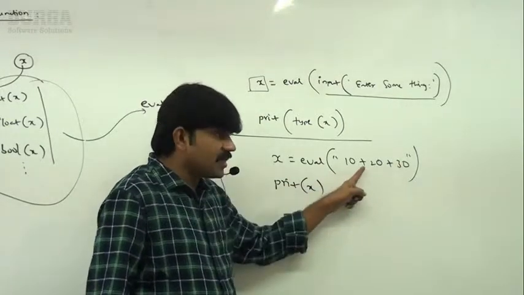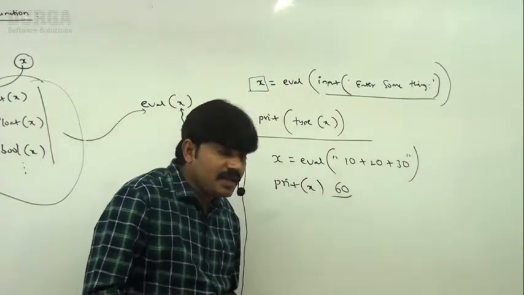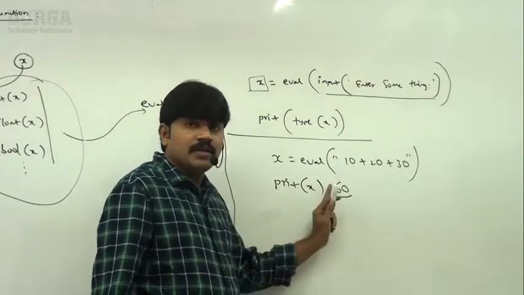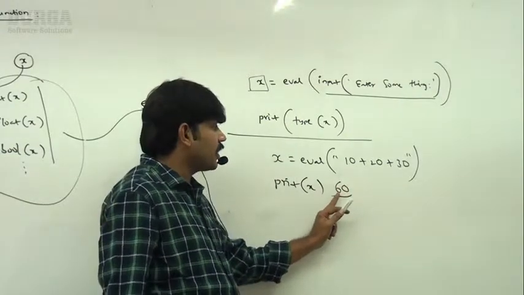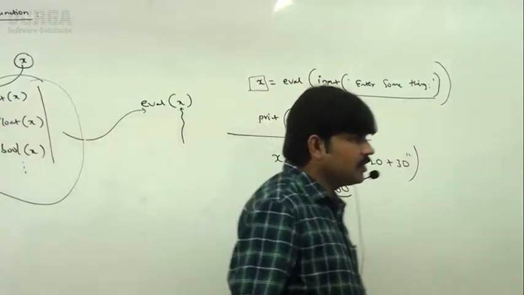10 plus 20 plus 30, its value is 60. Directly you are going to get 60. Internally it will be converted to what type, sir? Here 60 is the integer type only. Have a look once, observe carefully.